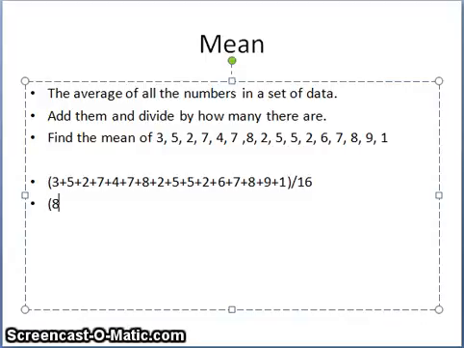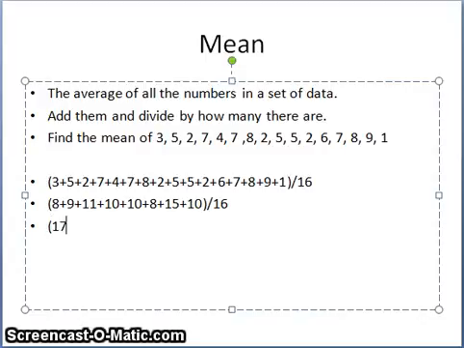3 plus 5 is 8. I'm going to kind of do it in pairs. 2 plus 7 is 9. 4 plus 7 is 11. 8 plus 2 is 10. 5 plus 5 is 10. 2 plus 6 is 8. 7 plus 8 is 15. 9 plus 1 is 10. So obviously you could just use a calculator, but some of you might actually want to see this.